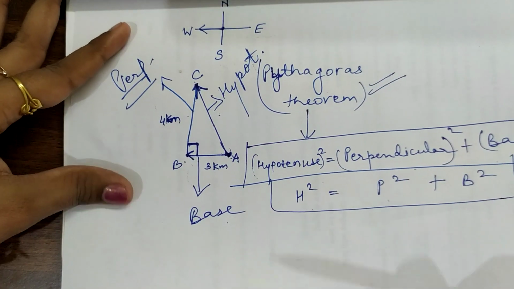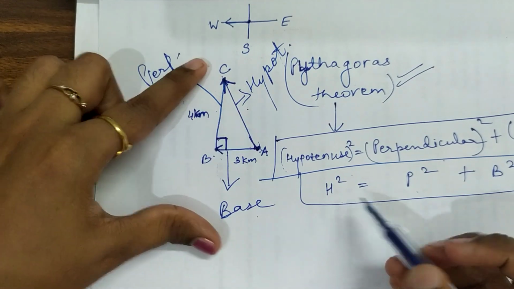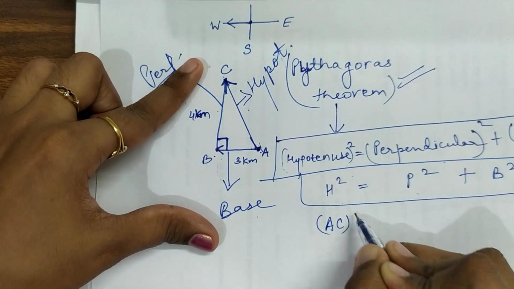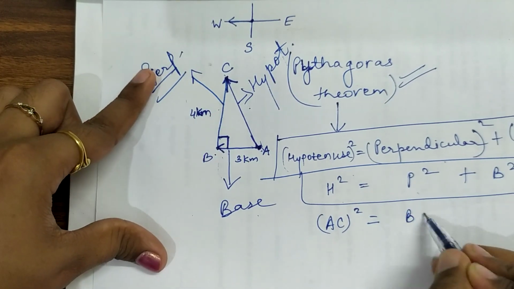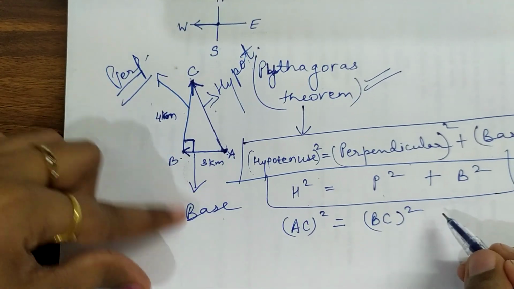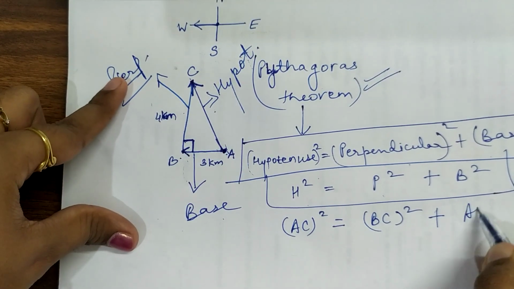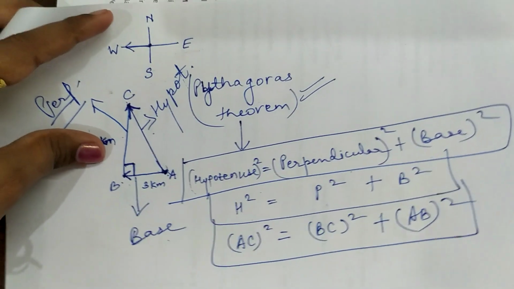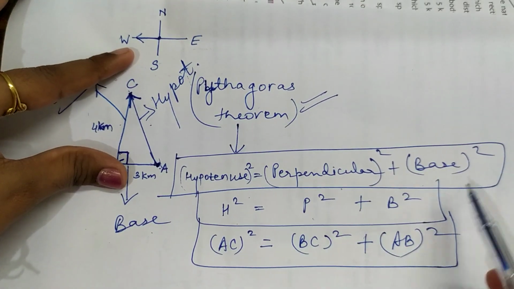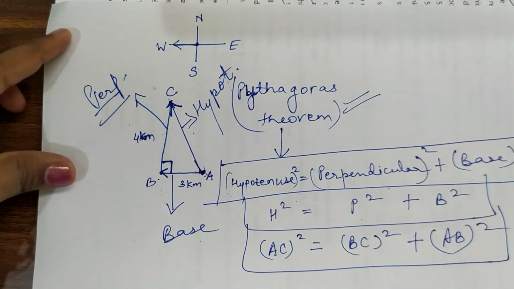Fine. Now we can give the naming also. Hypotenuse is your AC. So we can write AC square is equal to perpendicular, which is your BC, BC square, plus base, which is your AB or BA, AB square. Okay, so in this way you can write the one formula in three ways: either in the full form, or in the short way, or in the naming way. So I hope it is clear to you.